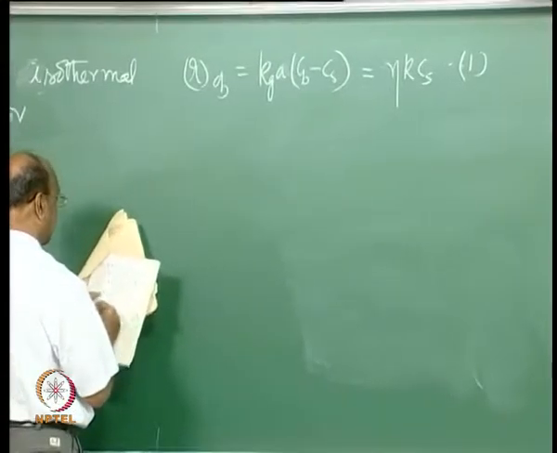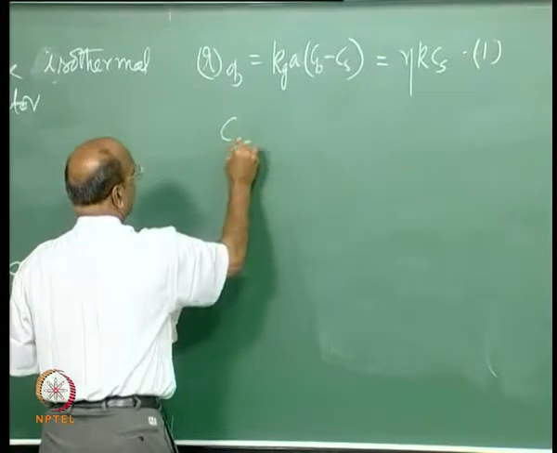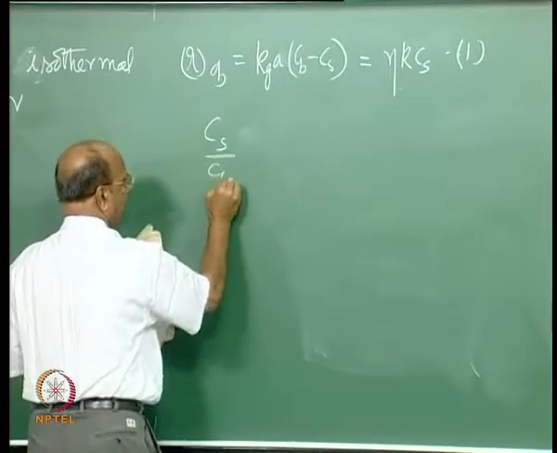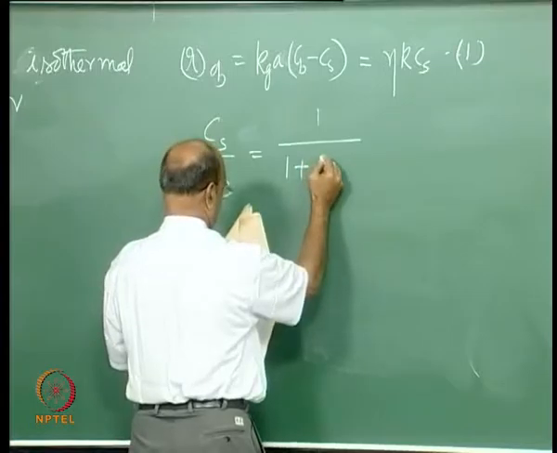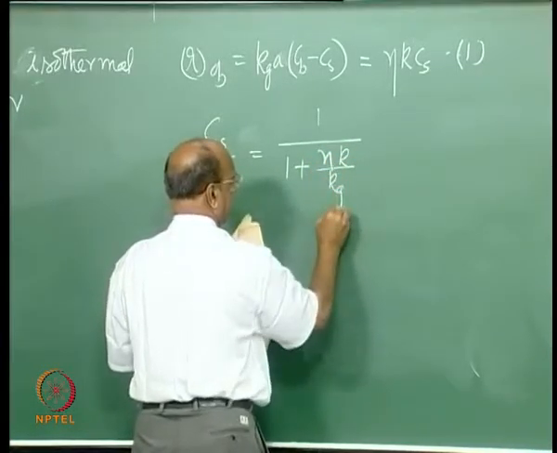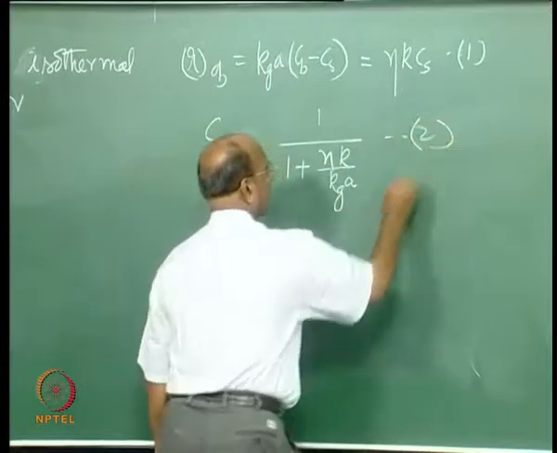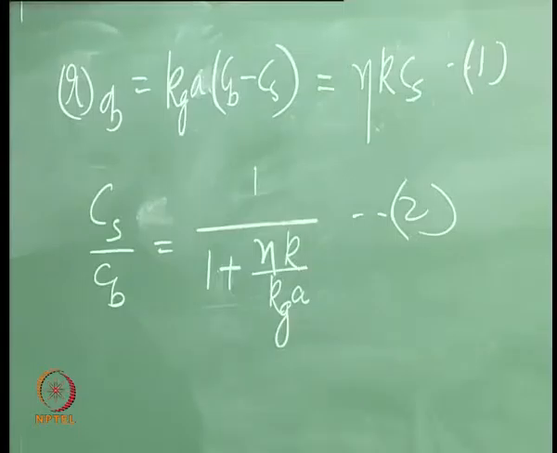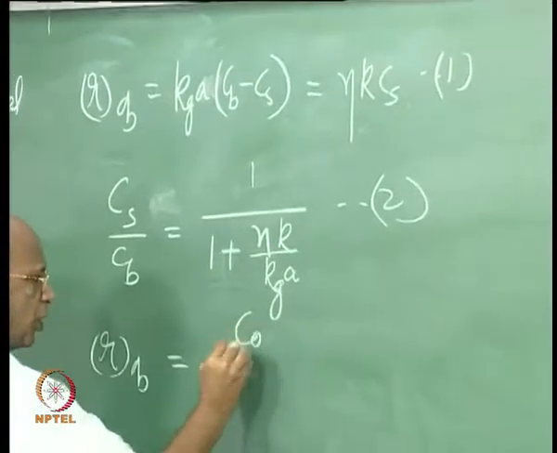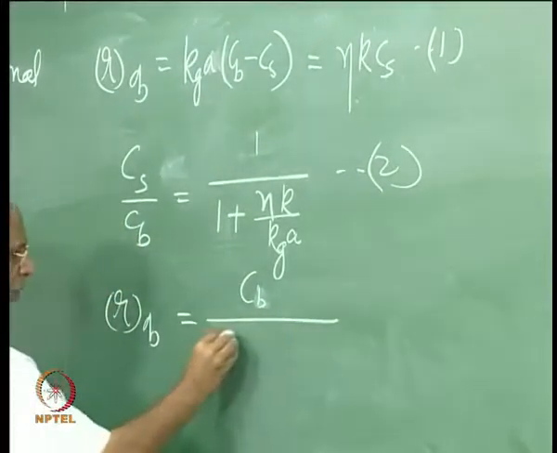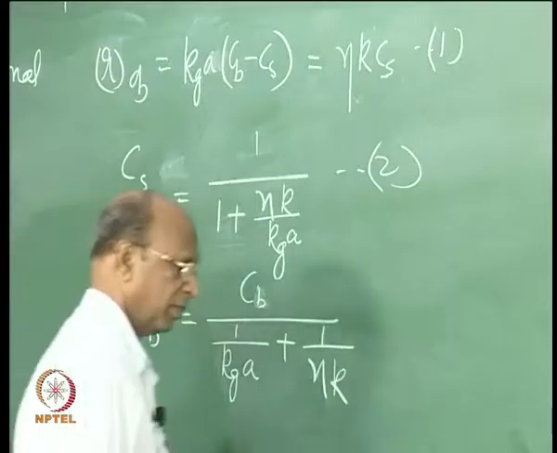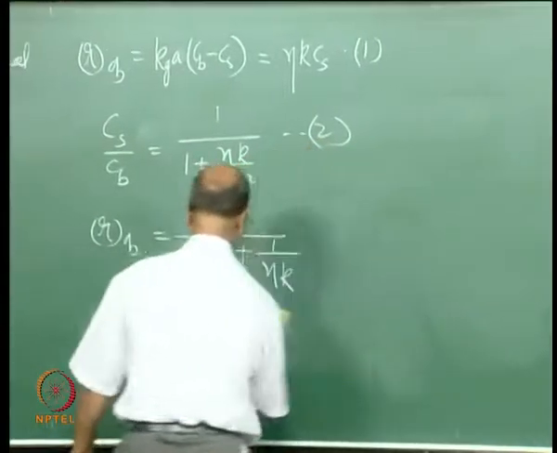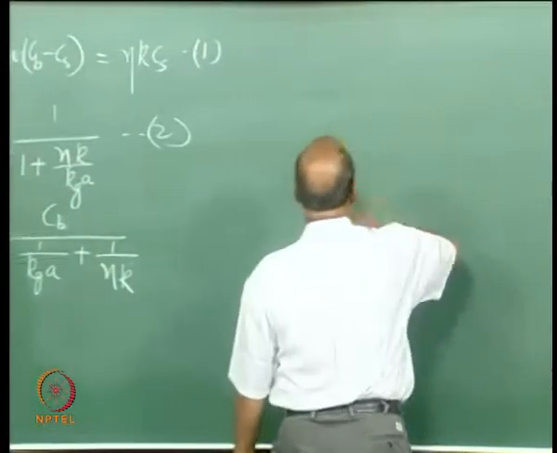Solving this, you will get these two, C s by C b equal to 1 by 1 plus eta k by k g a. Please check this. This is step 2. Quickly try, or it is common sense. Correct? Good. So, then I have R o b equal to C b divided by 1 by k g a plus 1 by eta k. Okay.